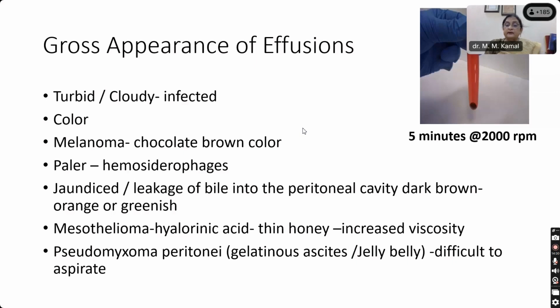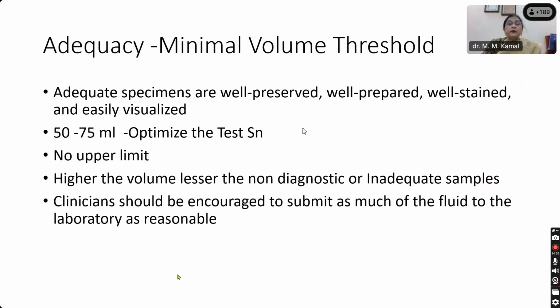It may be a gelatinous mixture. Mucoid, gelatinous, or a jelly type. It's called a jelly belly situation, where you have that thick gelatinous aspirate, and sometimes it's very difficult to even pull the fluid out of the abdomen. So I've just put randomly very few examples. For every situation, you have all these gross findings of the fluid.